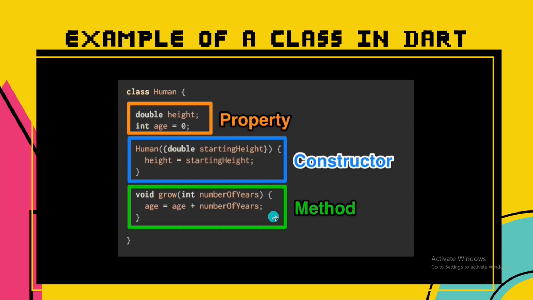Now, the next thing is the method. The method is simply the behavior. Every human being is expected to grow. So that's what this method simply does.